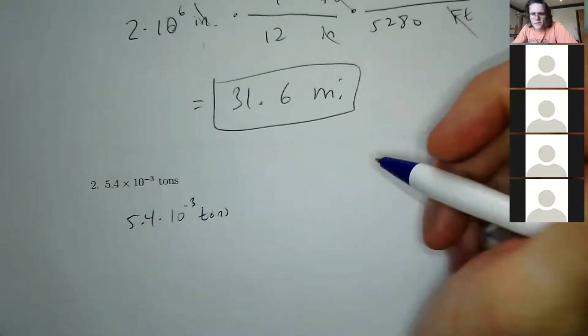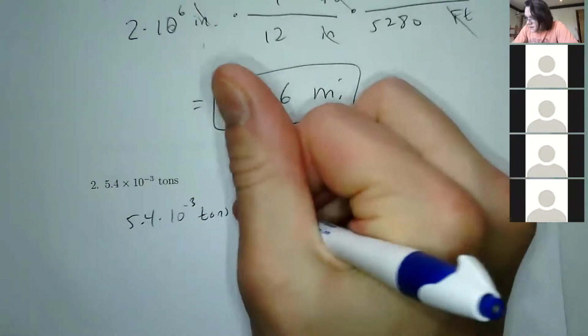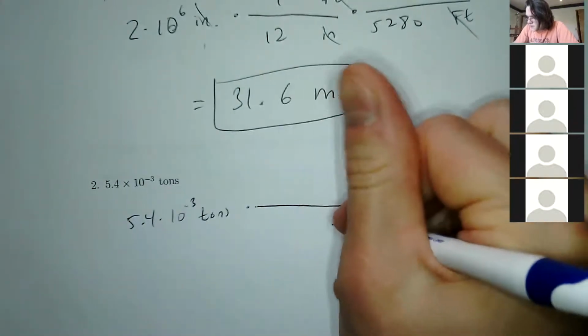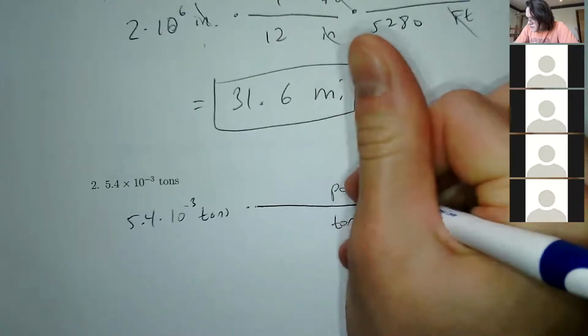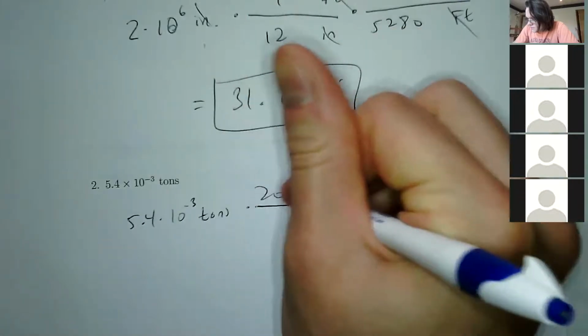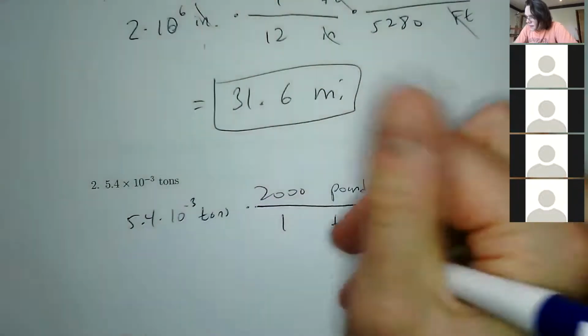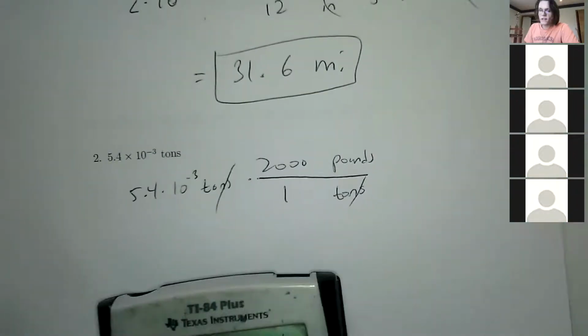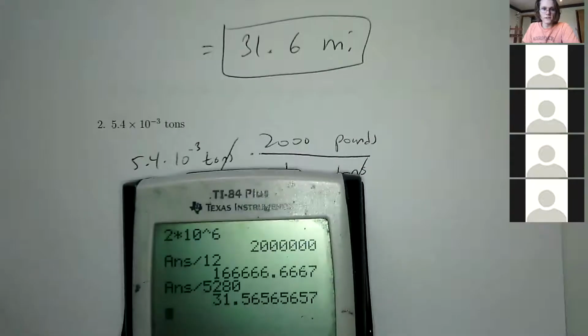And when I say pounds, that's 2,000 pounds in a ton. So I want to get rid of tons, so I'll put tons in the bottom, pounds in the top, 2,000 pounds in a ton. And so I can cancel the tons, and my units work out, it should be in pounds. Let's see what happens when we multiply it together.